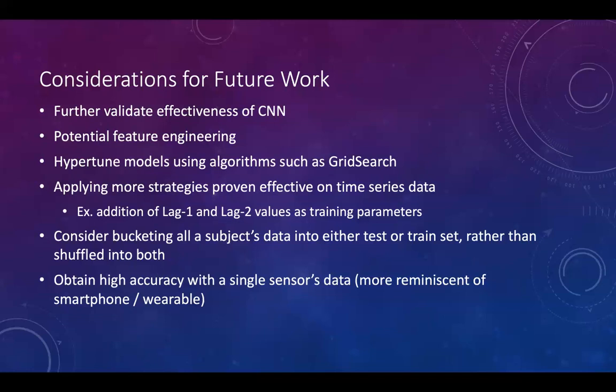And in addition, on that note, with the real world, would be to try to obtain a high accuracy score using only a single sensor's data. Again, in my project, the data was sourced from individuals wearing 3 different sensors, and in all likelihood, in reality, people aren't going to be wearing 3 different sensors. So it would be interesting to try to solve this problem with just one sensor's input data.